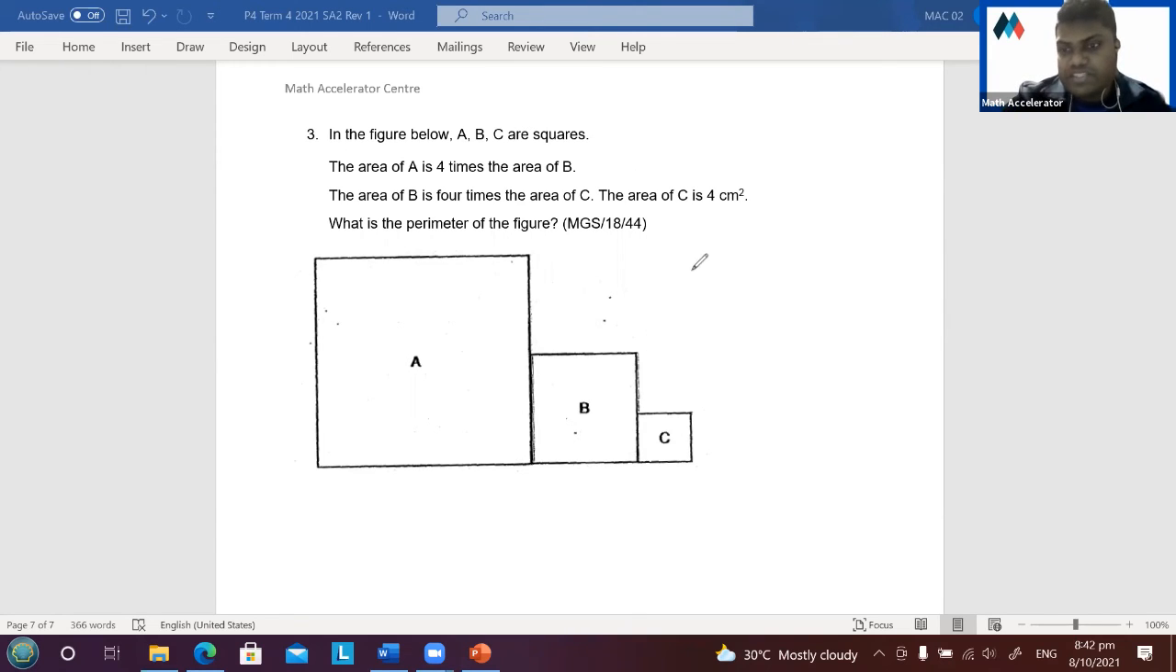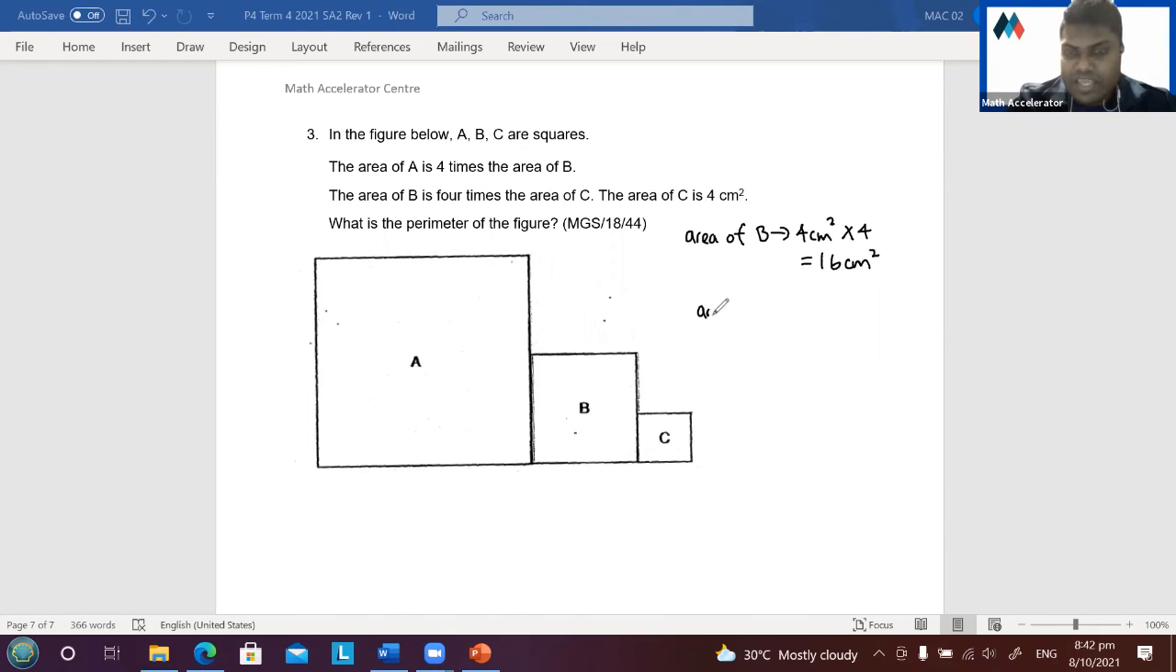So if the area of C is 4 cm squared, what's the area of B? Can you write that down? Area of B. It's 4 cm squared times 4 equals 16 cm squared. You don't take 4 plus 4, that's wrong. You must take 4 cm squared times 4, that is 16 cm squared.